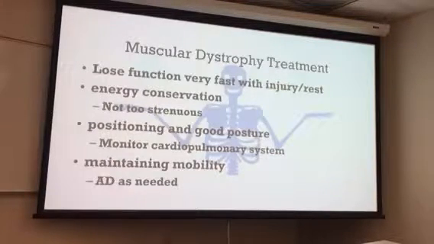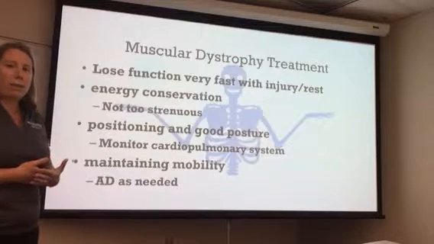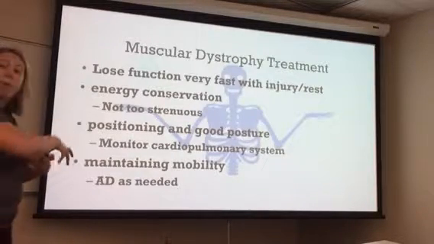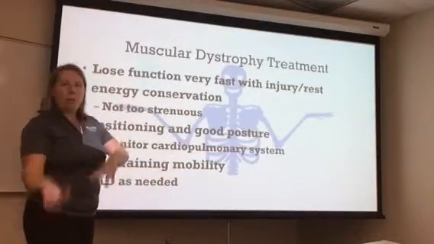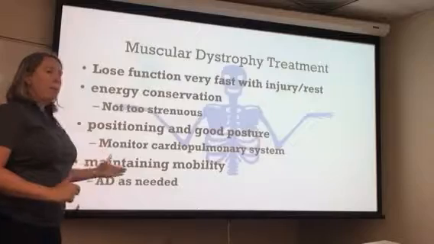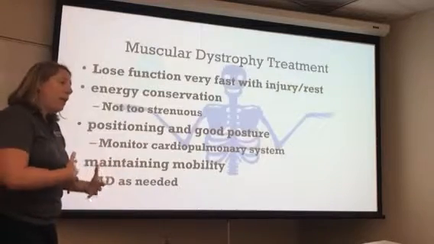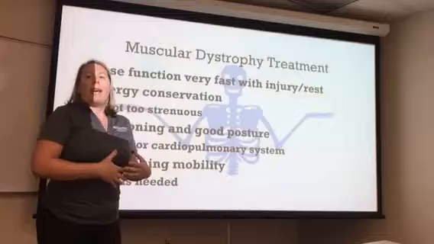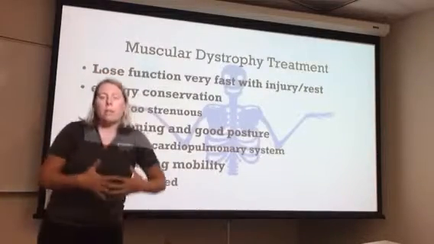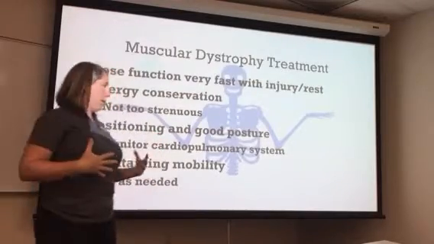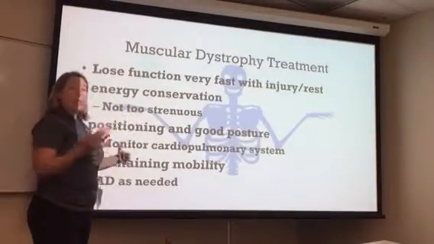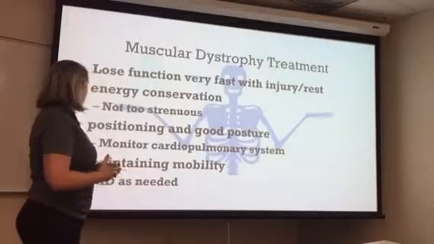So treatment-wise, they lose function very fast anytime they get hurt or injured. So we want to maintain function, function, function. Working on energy conservation, maybe deciding, much like our rheumatoid arthritis people, what are the things that you have to do and what are the things that someone could do for you? Keeping their positioning and posture because they lack that core stability. They're at risk for contractures. They can get scoliosis because they're kind of slumped or slouched, or they can get really kyphotic. So we want to keep that core stability as long as possible and make sure that they are positioned correctly in any wheelchair or assistive device.